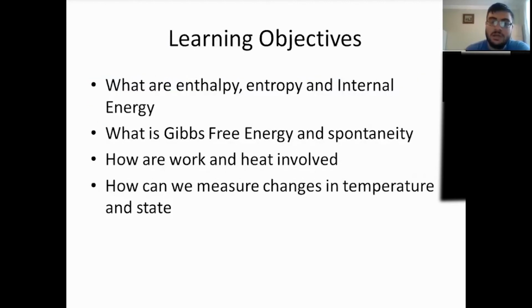Learning objectives for today are enthalpy, entropy, and internal energy, Gibbs free energy and spontaneity, how work and heat are involved, and changes in temperature and state.